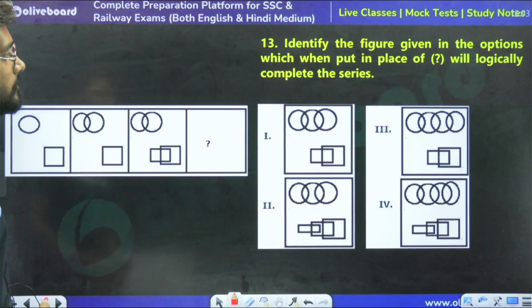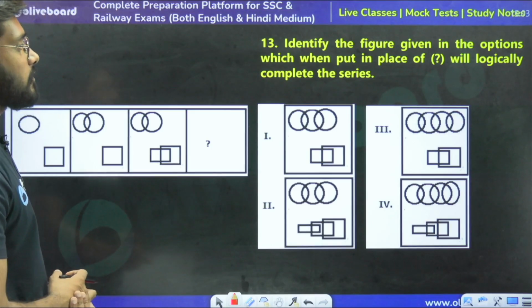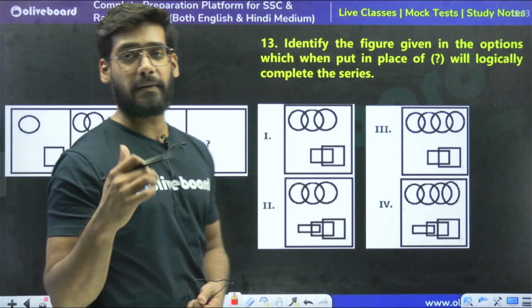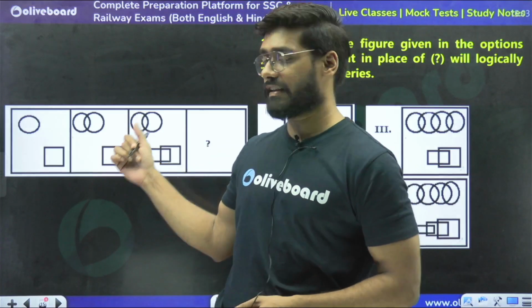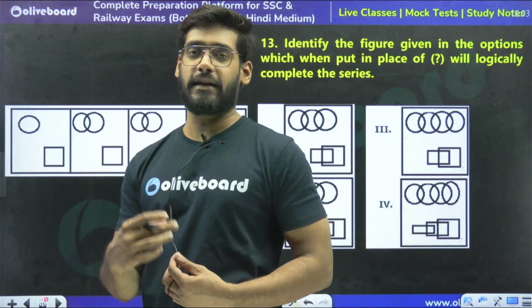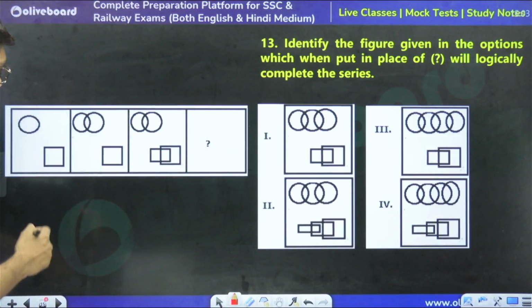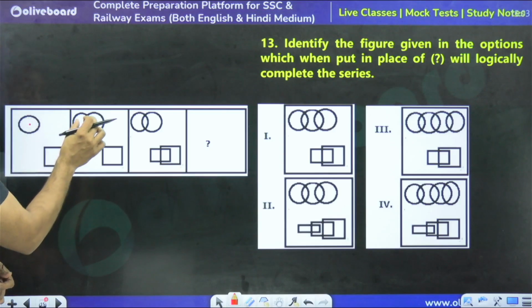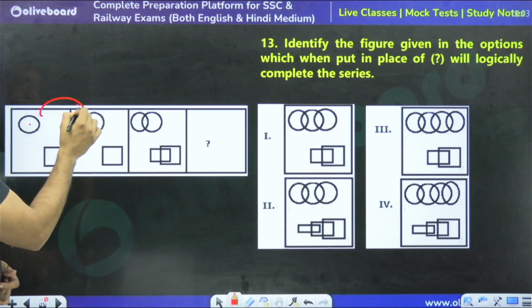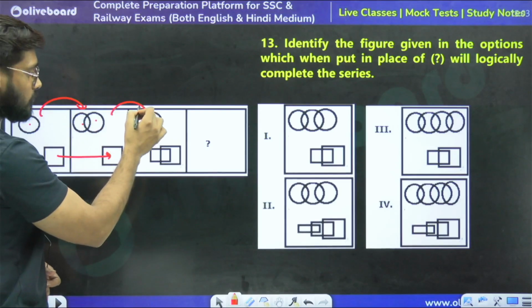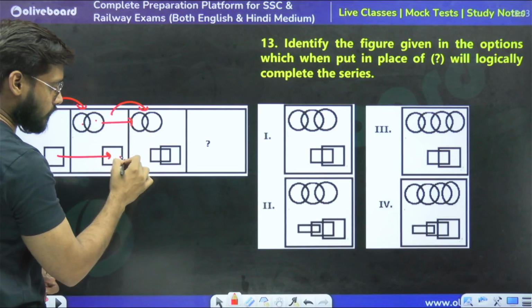13th one. Identify the figure given in the option which when put in place of the question mark will logically complete the series. First of all we need to understand what kind of pattern is being followed in this series. Let's see. We are having 1 circle, then 2 circles. From 1 to 2 we can see the circle increased but the square remains the same. From second to third, the circle remains the same but the square increases.